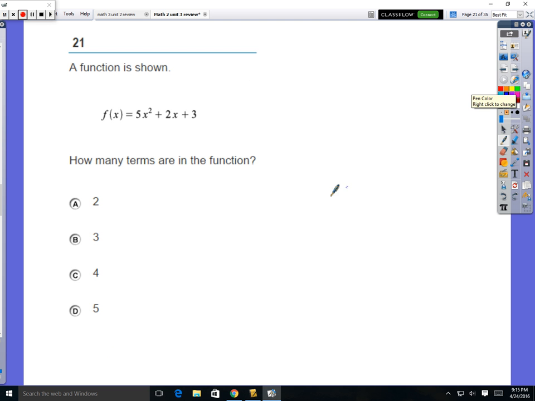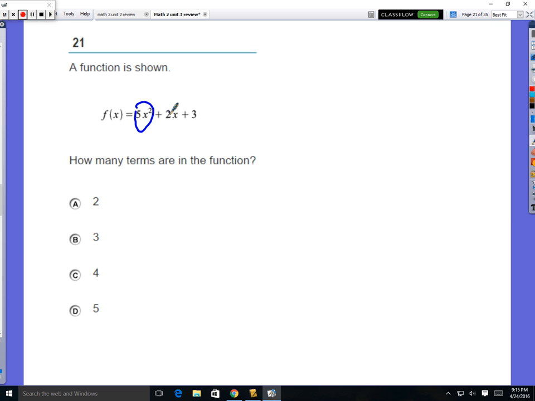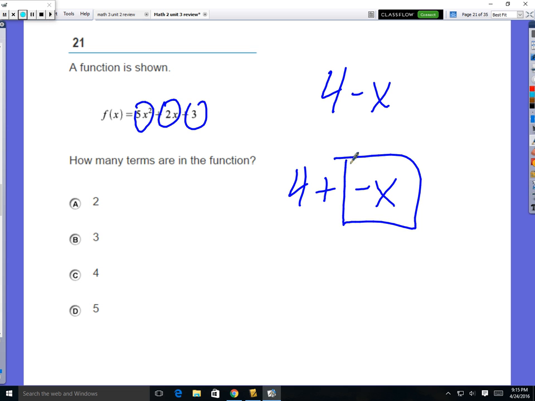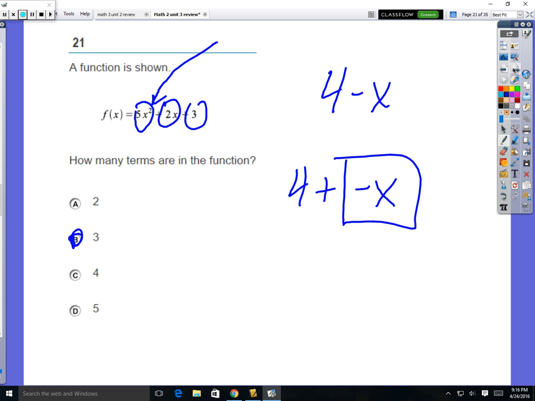A function, how many terms are there? There are 1, 2, 3. Terms are separated by pluses. So if you got something like 4 minus x, it is really 4 plus a minus x, because the negative goes with the term. So they're separated by a plus. So there are 3. Trinomial. It is a quadratic trinomial.